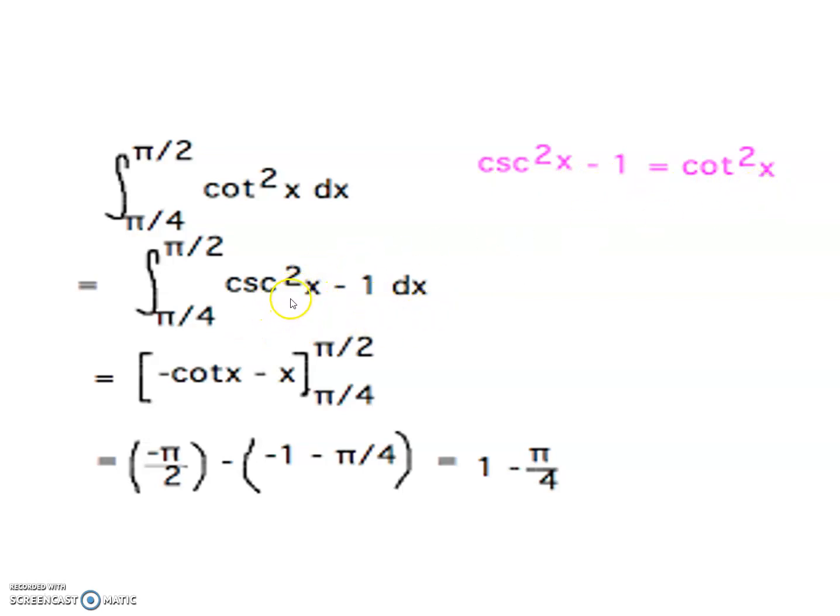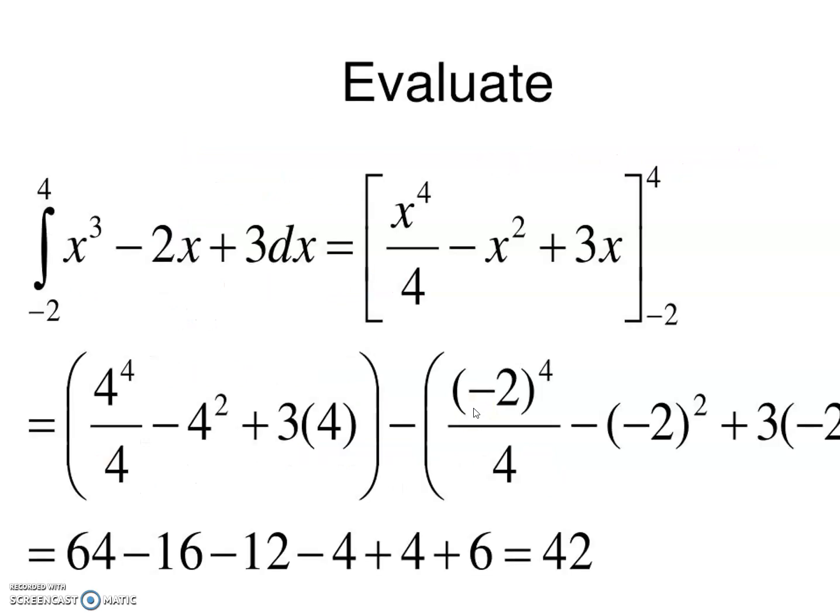What is the integration of cosec square x? Yes, it is exactly minus cot x. What is the integration of 1? x. So we derive the final integration minus cot x minus x, upper limit pi by 2, lower limit pi by 4. So minus pi by 2 minus 1 minus pi by 4 is equal to 1 minus pi by 4. We have to substitute using our trigonometric table values there.